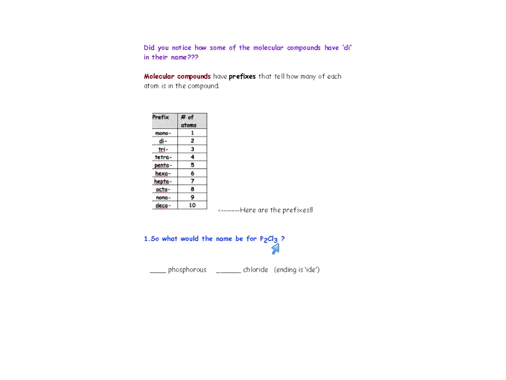P2Cl3? What prefix do you think would go in this box, and which prefix do you think would go in that box?